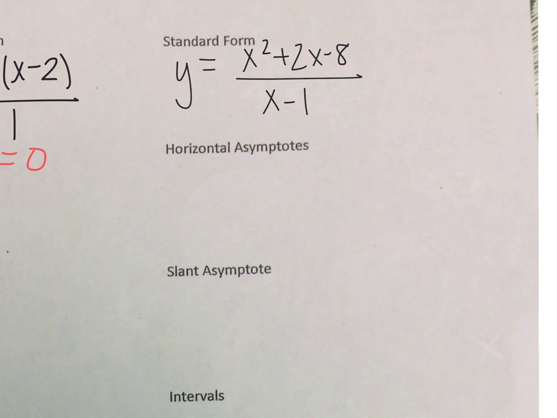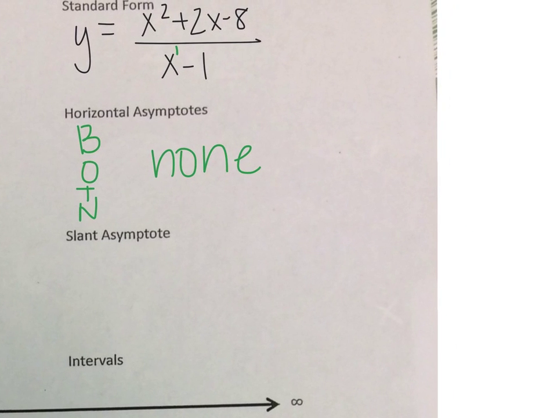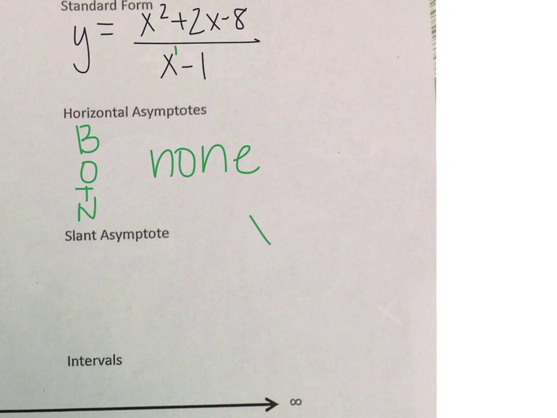Horizontal asymptotes, that's one of my triplets, Bobo, Botan, or Betsy. If I look at my degree, it's 2 on top, and there's a degree of 1 on bottom. So that tells me that the bigger is on top, and that is Botan. Since it's Botan, there is no horizontal asymptote, but that tells me that there is a slant asymptote. The way that I'm going to find the slant asymptote is I'm going to have to do long division.